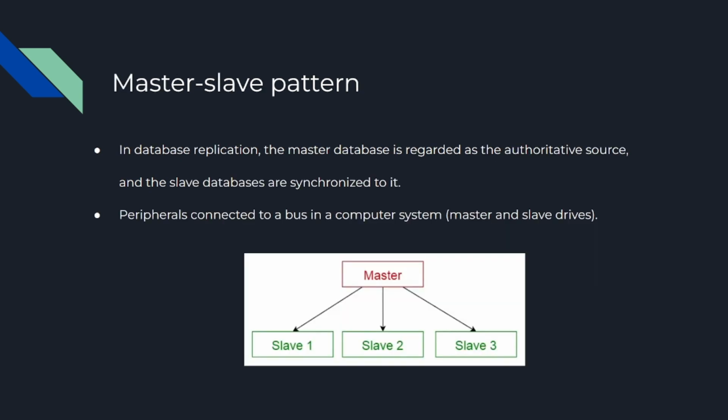The third one is master slave pattern. This pattern consists of two parties, master and slaves. The master component distributes the work among identical slave components and computes a final result from the results which the slaves return. So what are the usages? In database replication, the master database is regarded as the authoritative source and the slave databases are synchronized to it. Peripherals connected to a bus in a computer system, master and slave drives. So here's the master and slave drives.